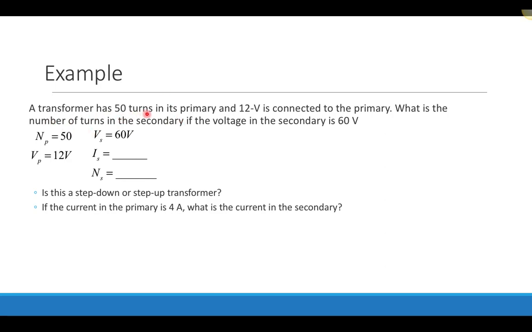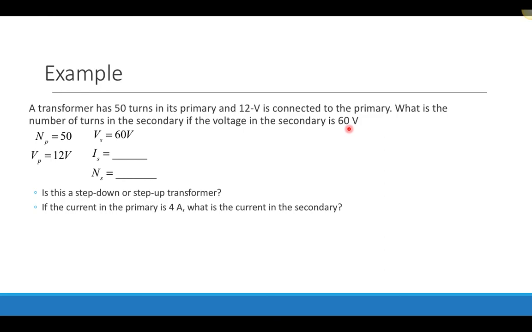So a transformer has 50 turns in its primary, and 12 volts is connected to the primary. Again, this is AC, so it's the equivalent of 12 volts DC, but that is alternating voltage. We want to know what is the number of turns that has to be set up in the secondary if the voltage in the secondary is going to be 60 volts.